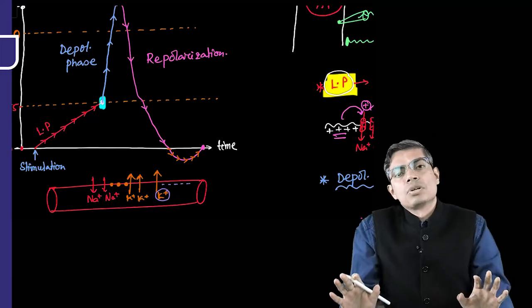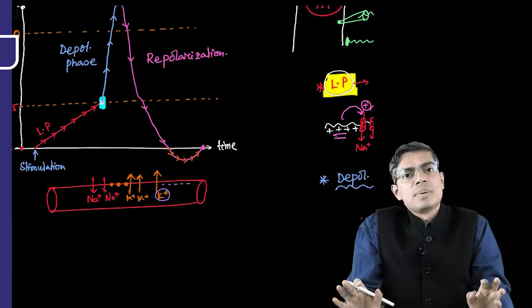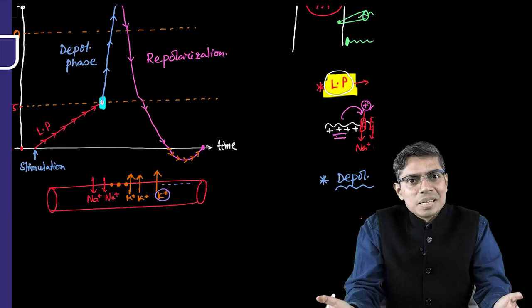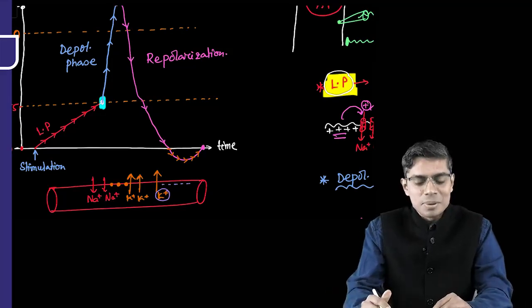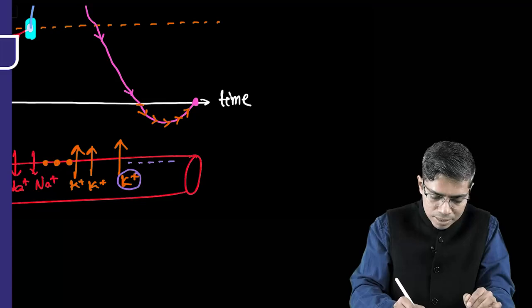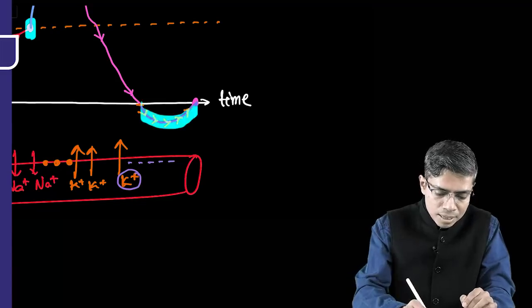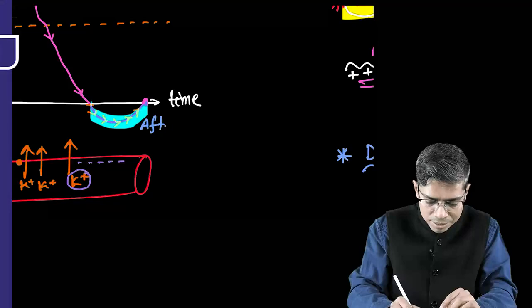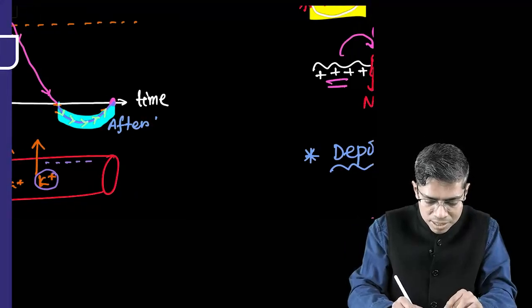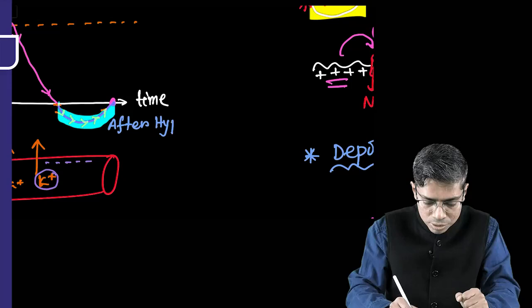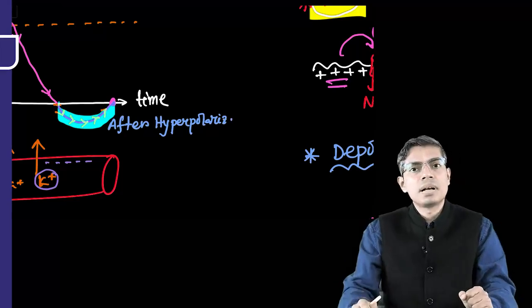Ideally, it should not go below the resting membrane potential. Why is it going below? Ultimately, you have to come back to the RMP. But this membrane voltage, which is moving below the resting membrane voltage, this part is known as the after hyperpolarization phase of action potential. Obviously, it is going below the RMP, more negative than RMP, that is hyperpolarization. So this is known as the after hyperpolarization phase of action potential.